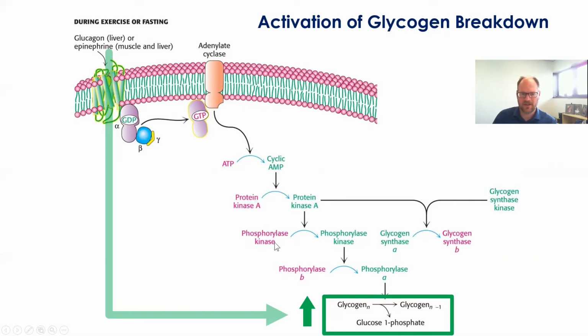Protein kinase A then phosphorylates phosphorylase kinase, turning it into its active form. And phosphorylase kinase is ultimately the enzyme that phosphorylates phosphorylase B, converting it into this A form, which is the active form of the enzyme that breaks down glycogen. Protein kinase A also phosphorylates glycogen synthase from its A active form to its B inactive form. So this process stimulates glycogen breakdown in the presence of glucagon or epinephrine.